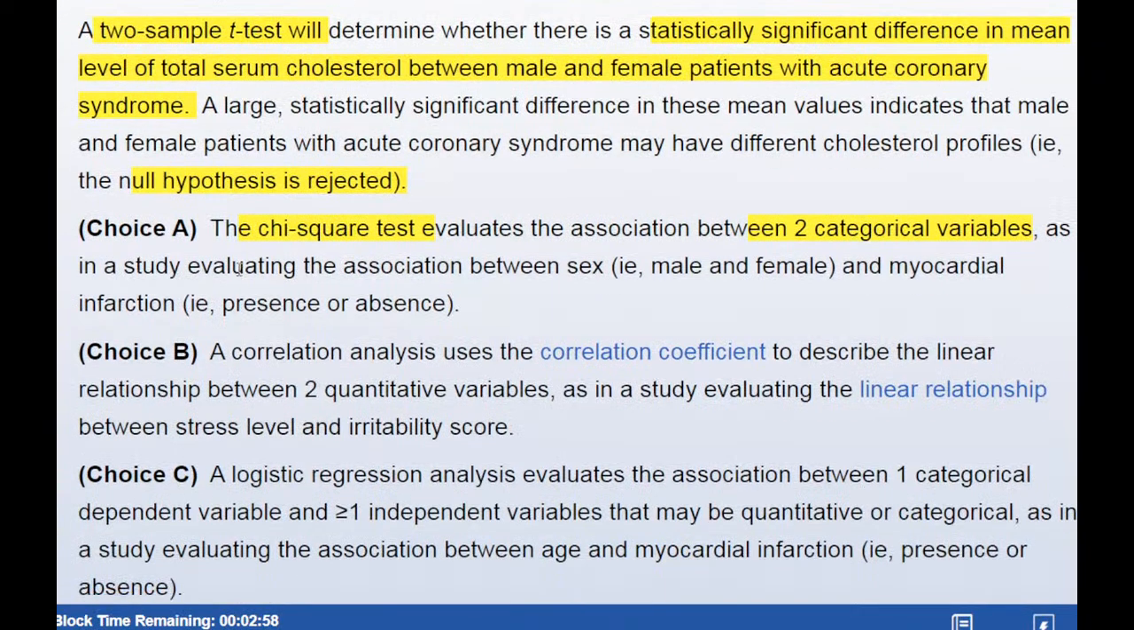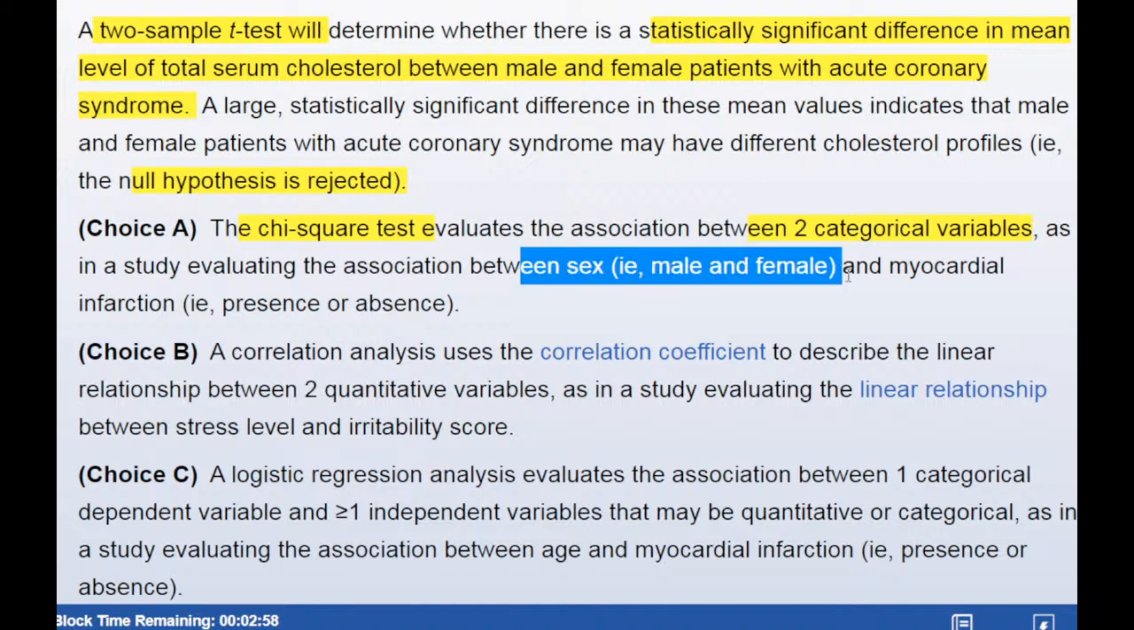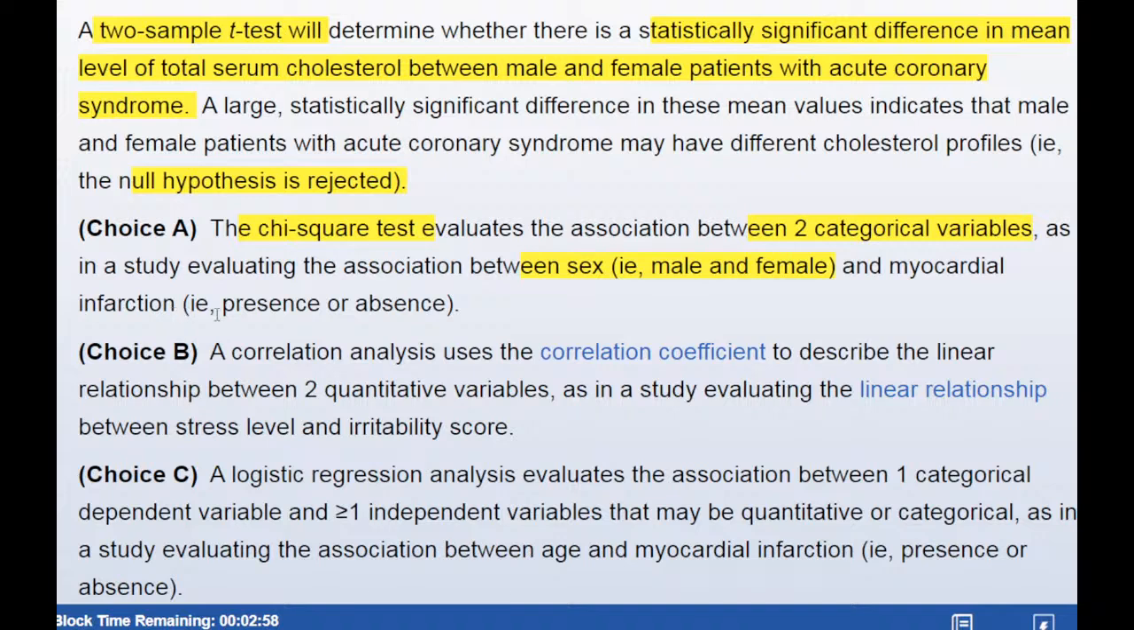As a study evaluation, the association between sex, male and female, and myocardial infarction being present or absent. So in this case, there are no numbers. You can see there are no numbers. Okay, female is not a number. Male is not a number. If you have a myocardial infarction, that's not a number. Or if you don't have it, it's not a number. It is between two categorical variables. Okay.